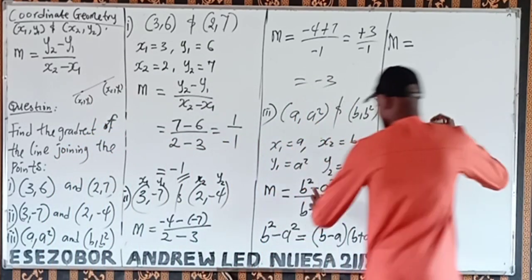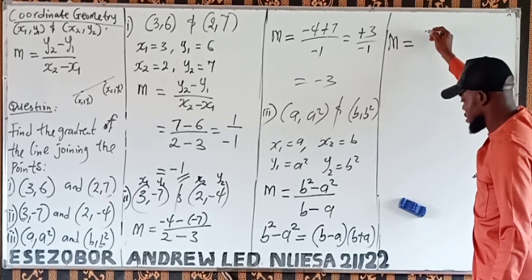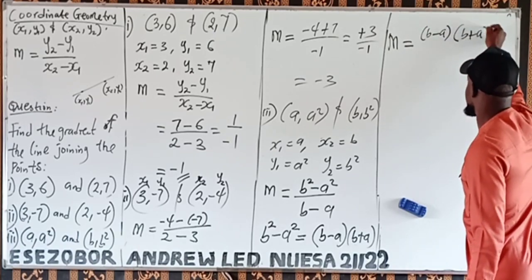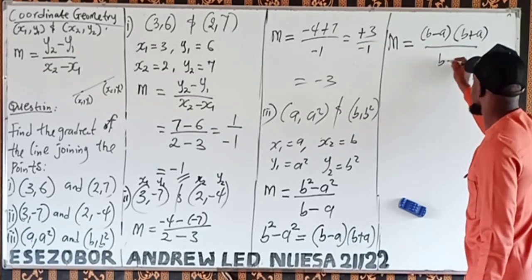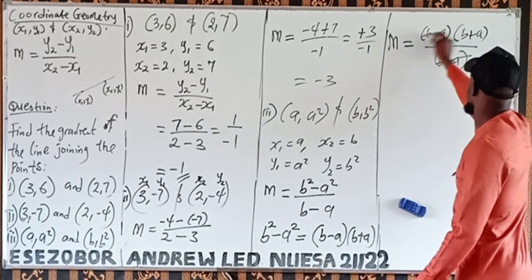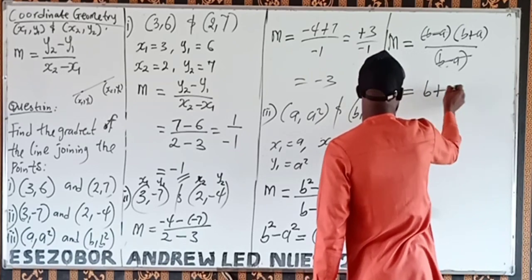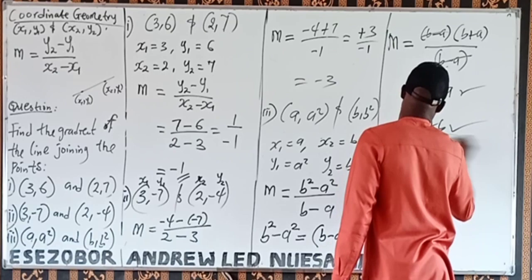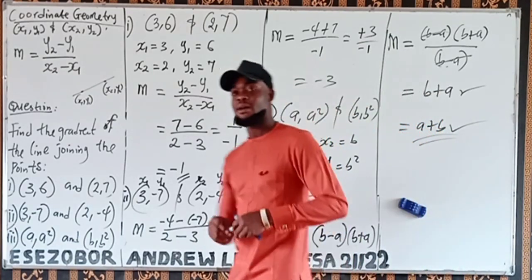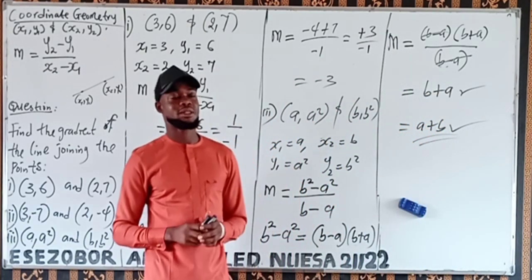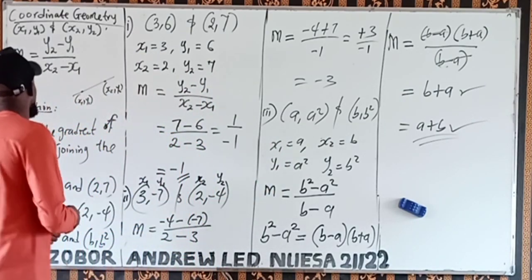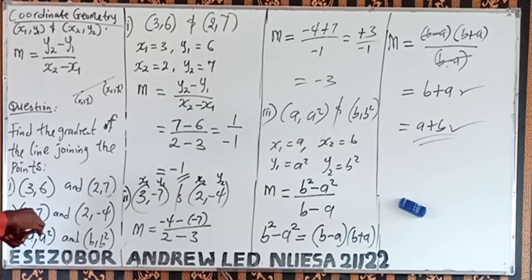So we're going to have the numerator, using difference of two squares, b minus a times b plus a, over b minus a. So this will cancel with this, leaving b plus a. You can also say a plus b. These are both correct. So this is how we find the gradient or slope of a line joining two points.